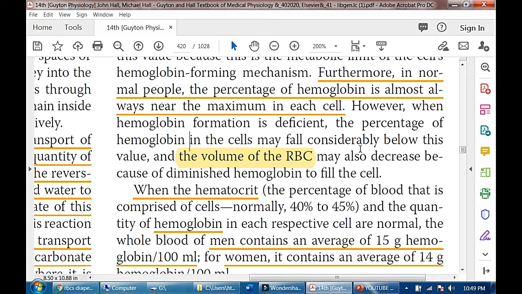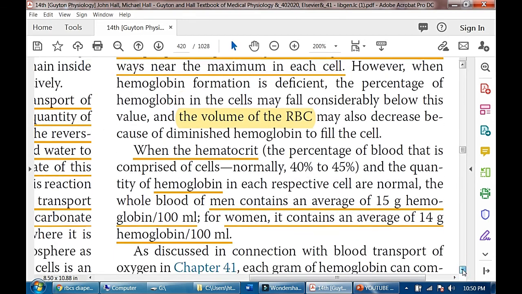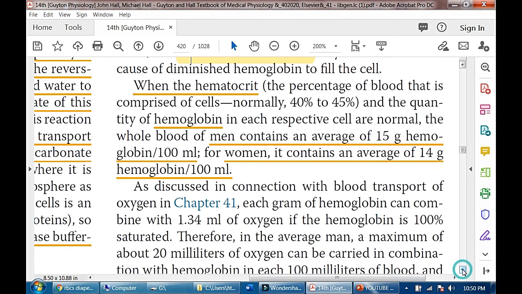However, when hemoglobin formation is deficient, the percentage of hemoglobin in these cells will decrease. And as a result, what will happen? The volume of red blood cells will also decrease. How? The RBCs are bag-like structures, and they contain a lot of hemoglobin. If there is deficiency of hemoglobin, the volume and the shape will decrease because hemoglobin is removed. To fill the cell, we need hemoglobin. As the hemoglobin is less, this will decrease the volume of the red blood cells.